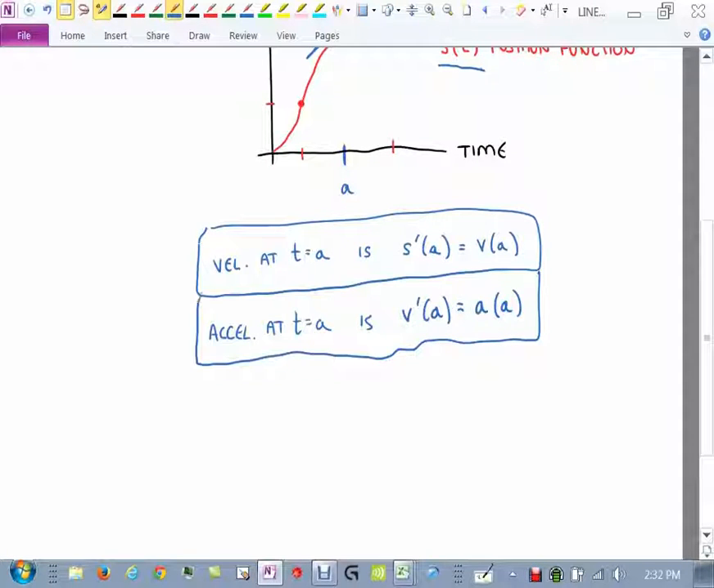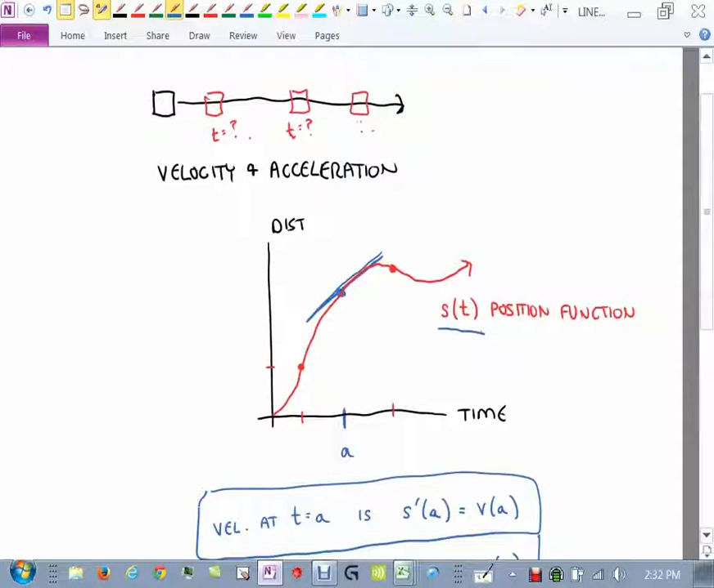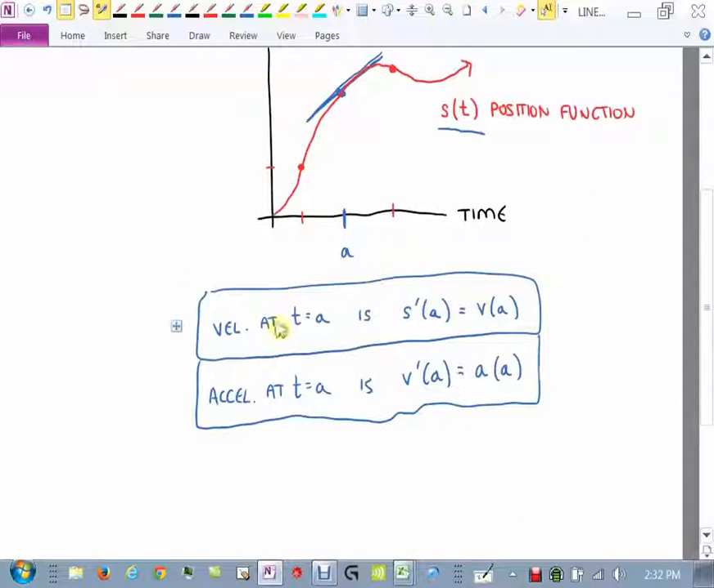This is a very, very important result in this class. If we have linear motion, something moving, and we know where it is at every point in time, then we can also tell anybody the speed it is at any point in time by just finding the slope of the tangent line, or the derivative. And then we can also take the derivative again and find the acceleration at any point in time.